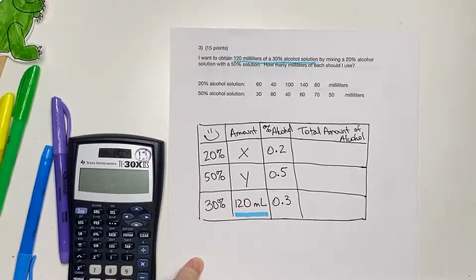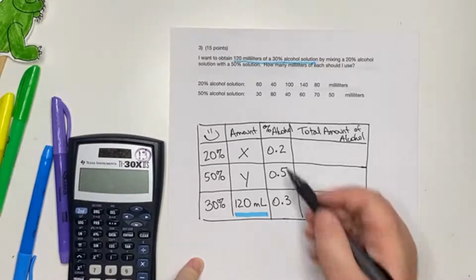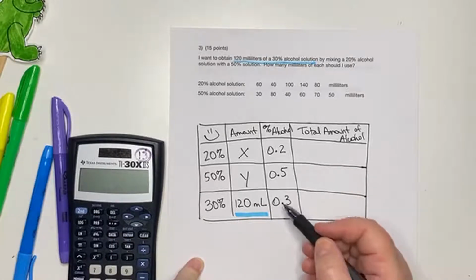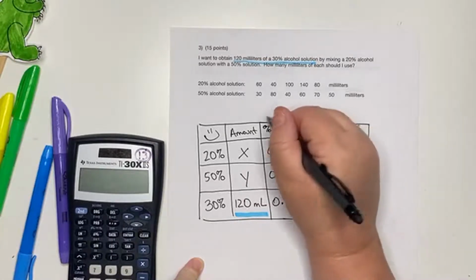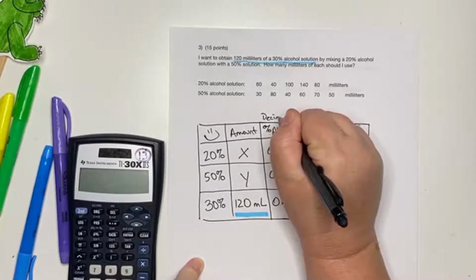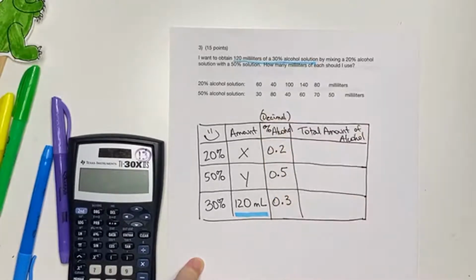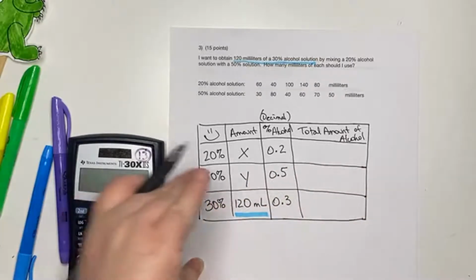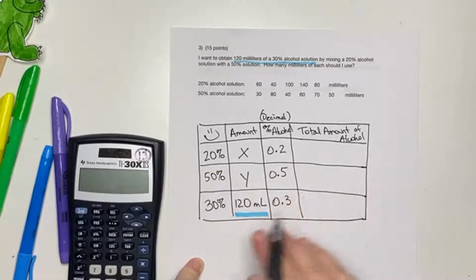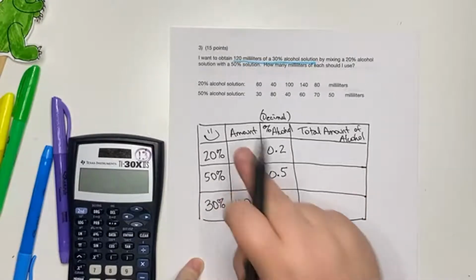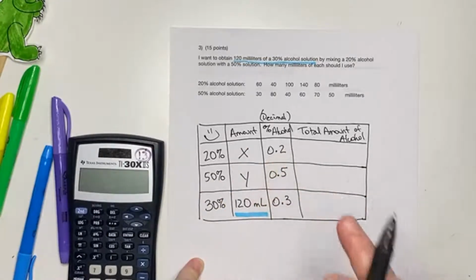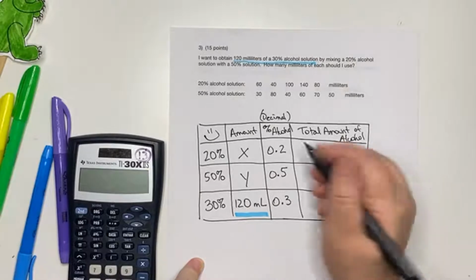Remember that when we talk about percentages, we don't do math with percentages. We do math with decimals. So this is the decimal equivalent to the percent alcohol. And then I'll remind you, as we're making these, as we move from left to right, we multiply. I multiply X milliliters times 0.2, which tells me how much alcohol is in this.